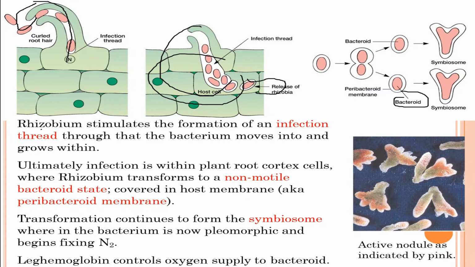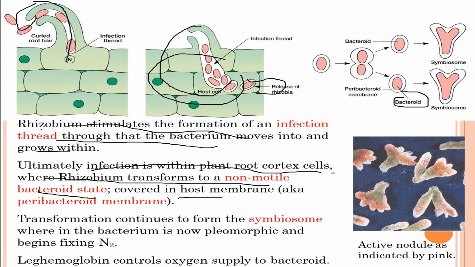So Rhizobium stimulates the formation of an infection thread, through which the bacterium moves into and grows within. Ultimately, the infection is within plant root cortex cells, where Rhizobium transforms to a non-motile bacteroid state covered in host membrane. These are single cells, which lead to the formation of packets or pre-bacteroid membranes, and thus bacteroids covered in a host membrane.